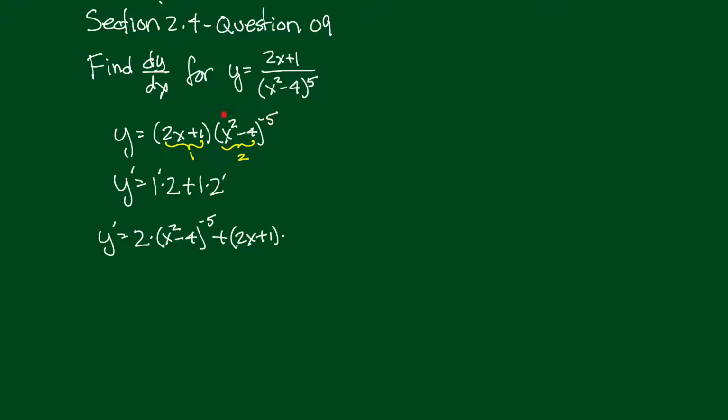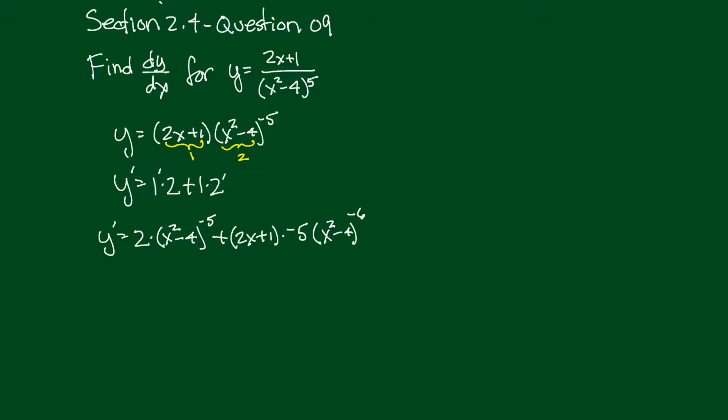Now the second, that's a power. So I'm going to bring the negative 5 down and then decrease it by 1, and be careful as I do that. So I'll bring the negative 5 down as a multiplier, x squared minus 4, now decrease it by 1. Negative 5 minus 1 is negative 6. Don't make it a negative 4, right? Then you're adding 1. So negative 5 decreased by 1 to negative 6.